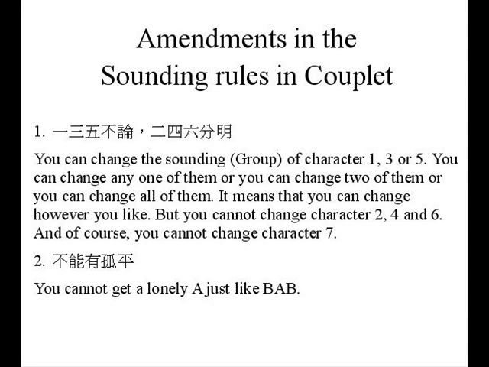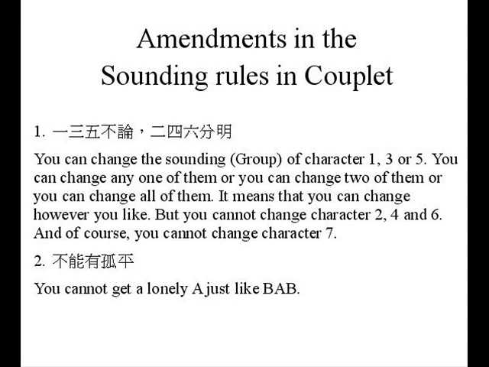And as a result, in my opinion, the uglier your sounding is. If you can write a couplet according to the original sounding rule, and you don't break any rules, then it must be the best. I hope that you know what I mean.